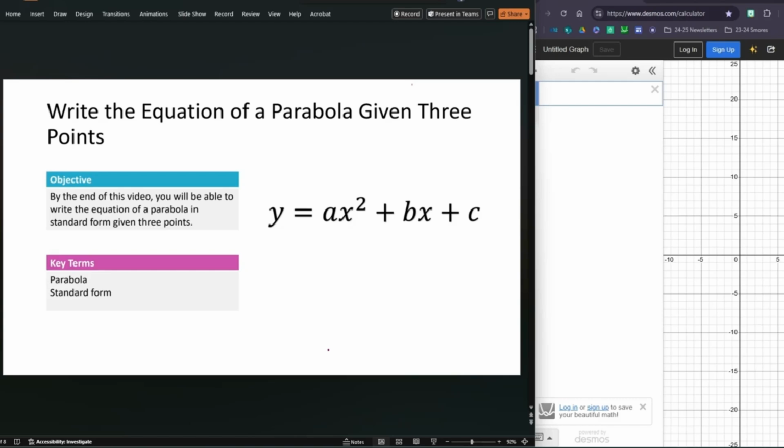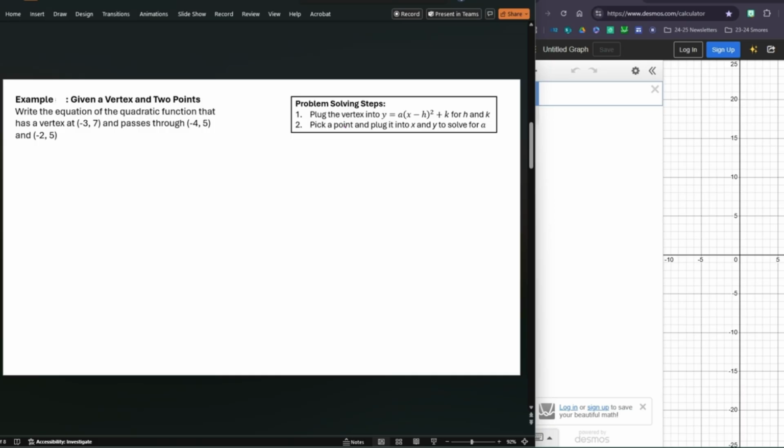So in this video, we're going to talk about how to write the equation of a parabola given 3 points. So let's start off with this example. Let's write the equation of the quadratic function that has a vertex at (-3, 7) and passes through (-4, 5) and (-2, 5). So here you can see we've already identified the vertex, right?